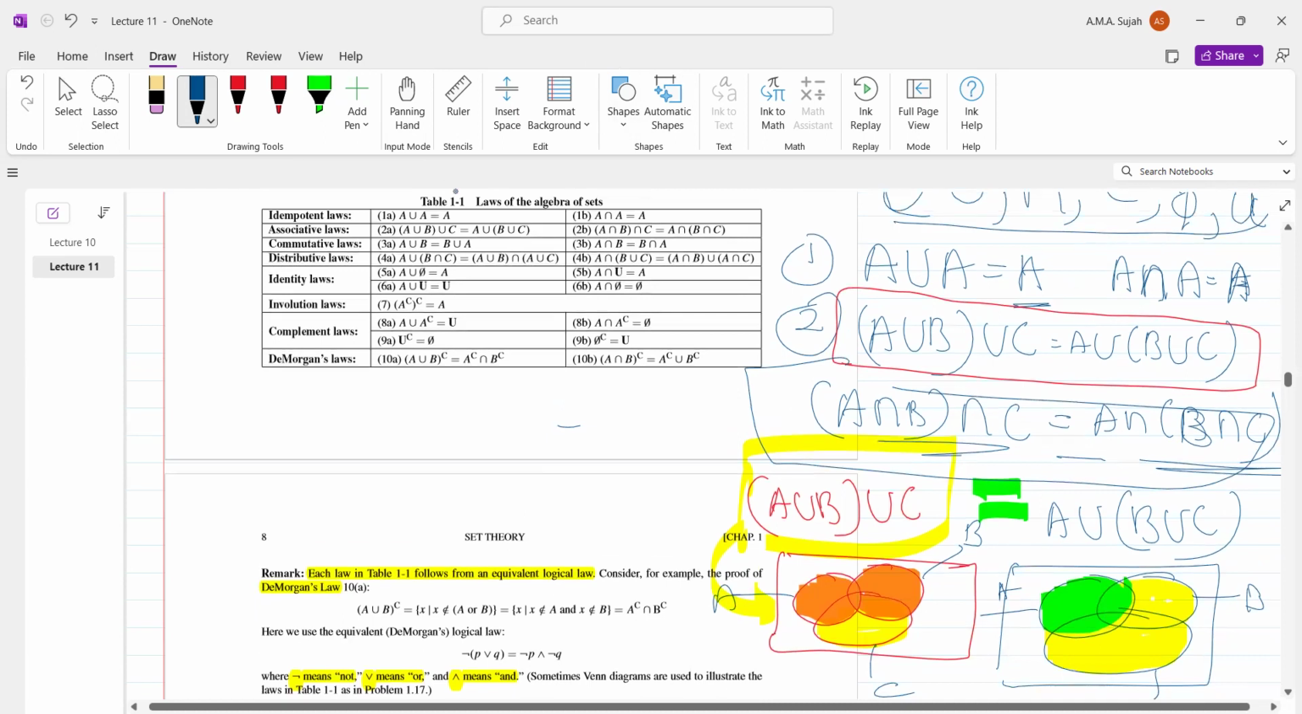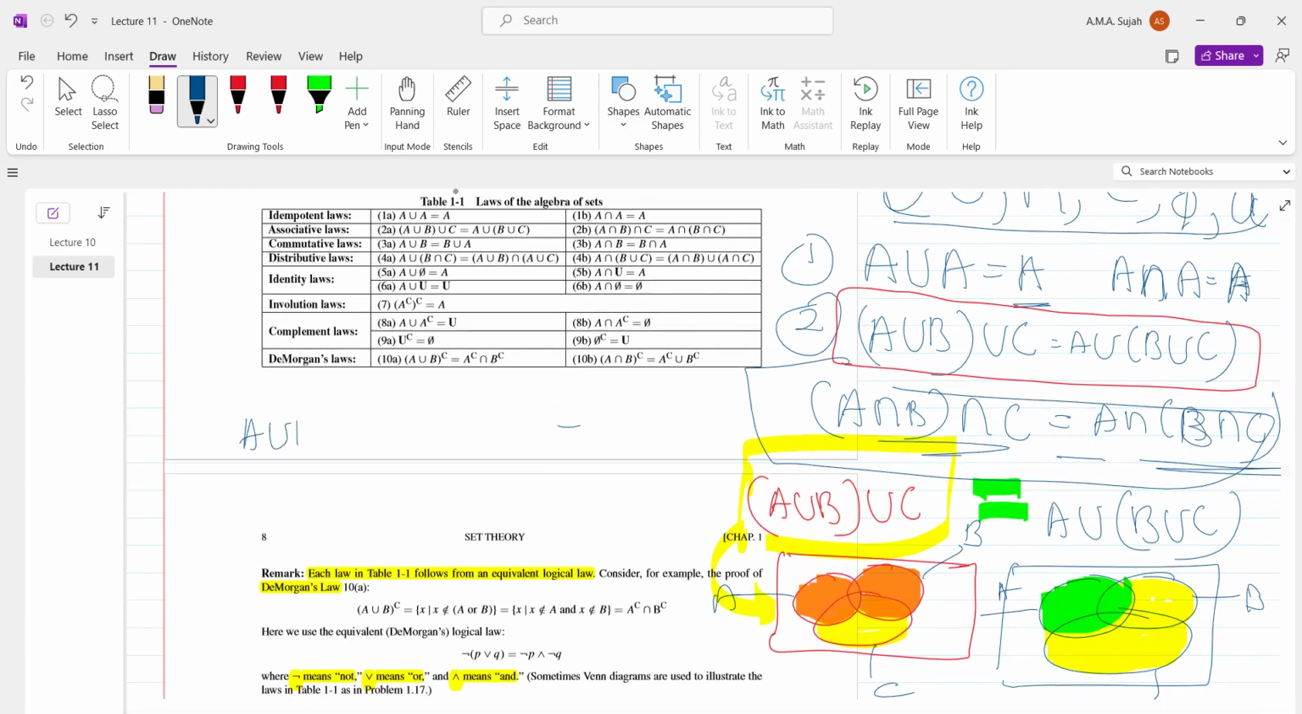Similarly, we can say commutative law. Commutative law means the same one. A union B is equal to B union A. Both are correct, right? Similarly, A intersection B is equal to B intersection A, right? This we can call commutative law.